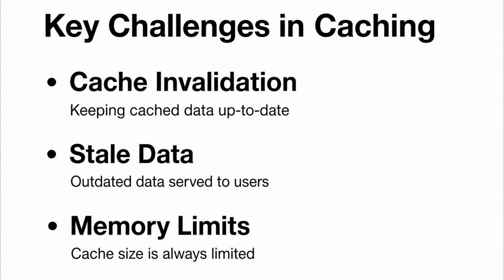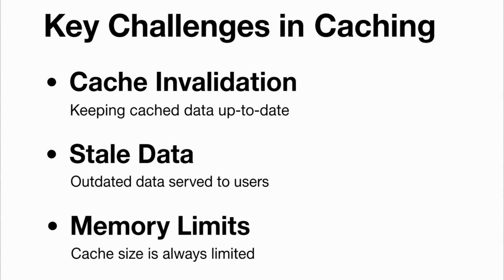Now, I don't want to hide this from you. There are some challenges with caching that I need to inform you about. We have what we call cache invalidation: data in the cache becomes wrong when the data changes. We have stale data, where the user sees outdated information, and we have the memory limit, that is, the cache cannot store everything.